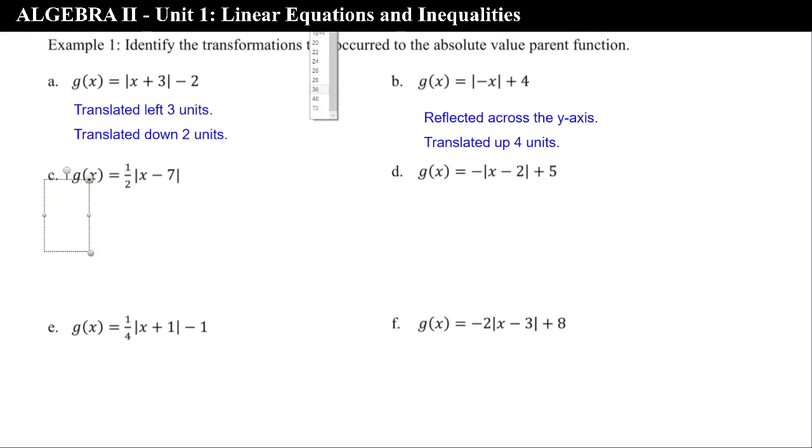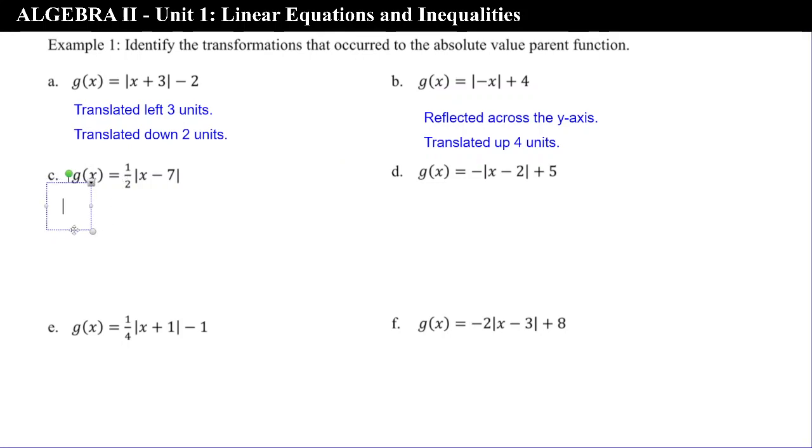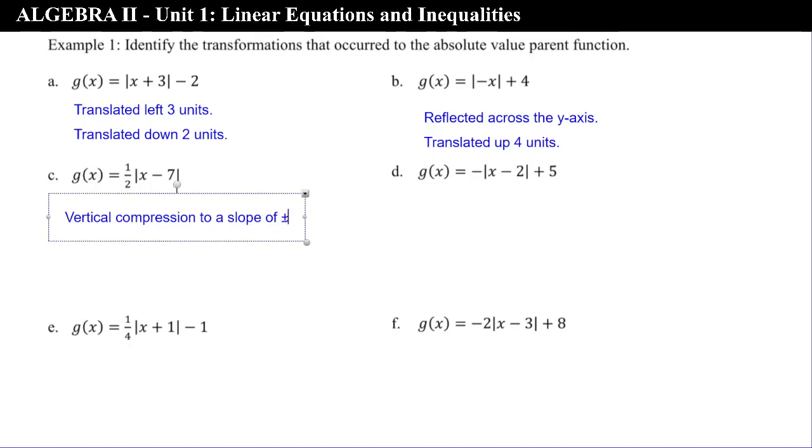All right, so now we move on to the next one. This next one we have a 1/2 out in front. So this means we have a vertical compression to a slope of plus or minus 1/2. And then we have a translation to the right by 7 units. And that's indicated by the -7 on the inside of the absolute value.